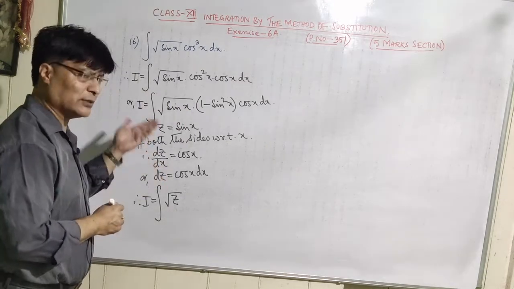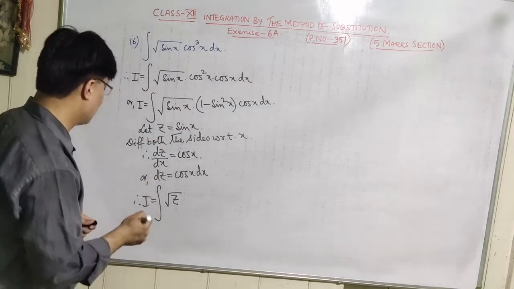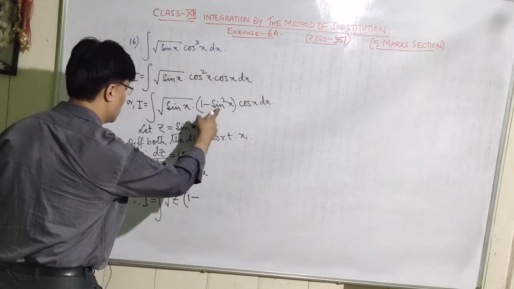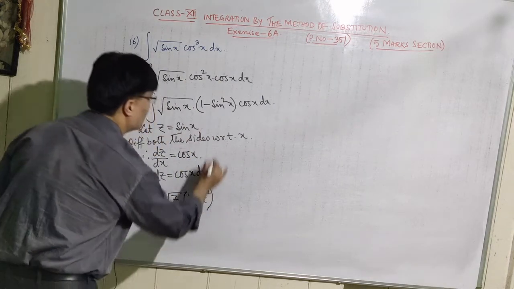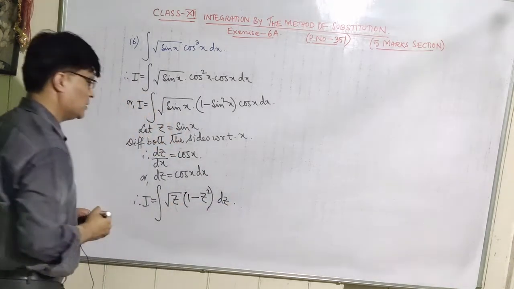So this is the easiest method. So let us assume z is equal to sin x. So it is root over z, then within the bracket 1 minus, what is sin square x here? It is z square. And what about cos x dx? It is dz. Is that clear?